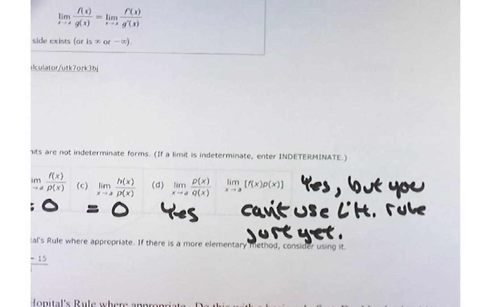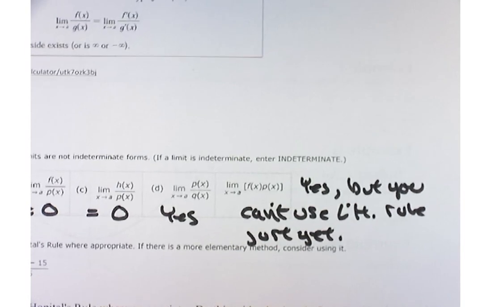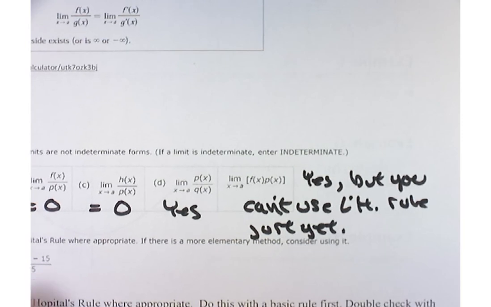You'd have to rewrite this a little bit in order to put it in the form of 0/0 or infinity over infinity, and then use L'Hopital's rule. Okay, great. So kind of a little intro problem there for you, just like what you're going to see in the homework. Let's keep cruising along with example B.